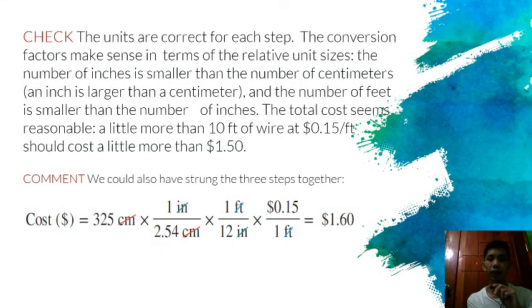Check: the units are correct for each step. The conversion factors make sense in terms of relative unit sizes. The number of inches is larger than the number of centimeters, and the number of feet is smaller than the number of inches. The total cost seems reasonable. A little more than 10 feet of wire at $0.15 per foot should cost a little more than $1.50. Comment: we could also have strung the three steps together. So it's up to you if you're going to utilize it or not.